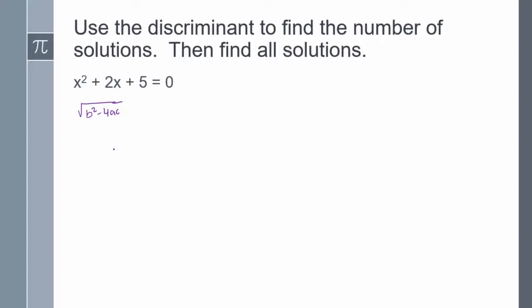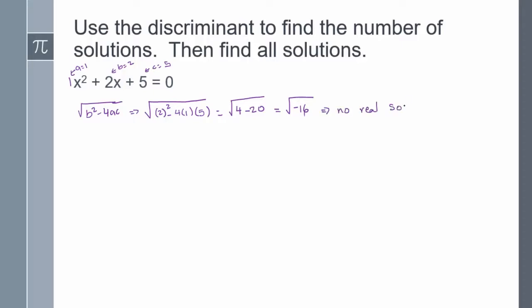So we have the square root of b squared minus 4ac, where a equals 1, b equals positive 2, and c equals positive 5. So we have 2 squared minus 4 times 1 times 5 all under the square root. 2 squared is 4. Negative 4 times 1 times 5 is a negative 20. 4 minus 20 is negative 16, and we have the square root of negative 16. Since our discriminant is negative inside the square root, we have no real solutions, just imaginary solutions.